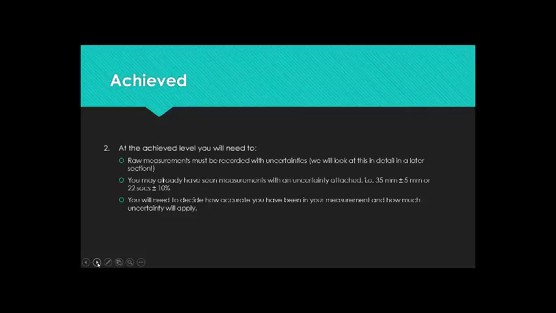So raw measurements have got to be recorded with an uncertainty, and we'll look at how we do this in a later video. Like I said, you may have already seen measurements with an uncertainty attached, but again, we will look at this in a little bit more detail in a further video. When you're looking at uncertainties, you again are going to have to decide how accurate you've been in your measurements and how much uncertainty you're going to apply. And again, this may be different from the person next to you. It may be different from every other group. Okay, but it's your decision and you need to justify it.